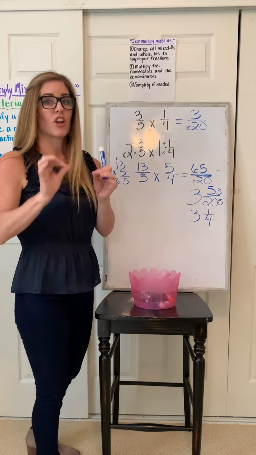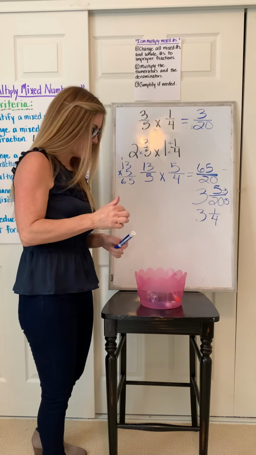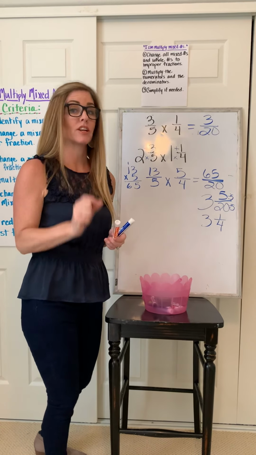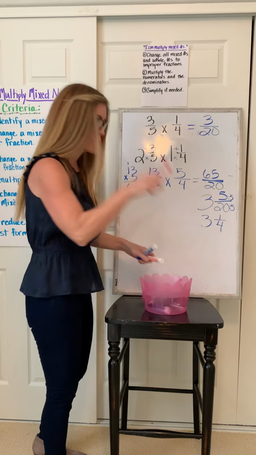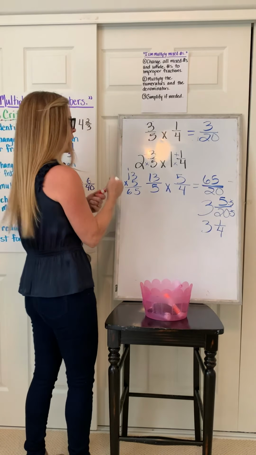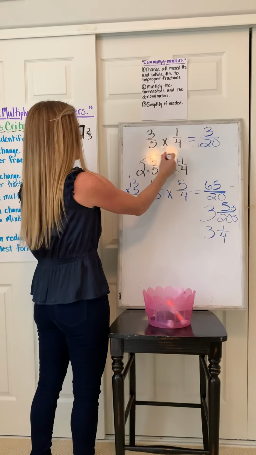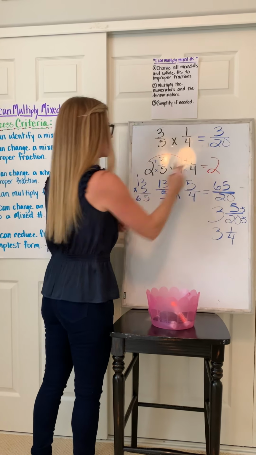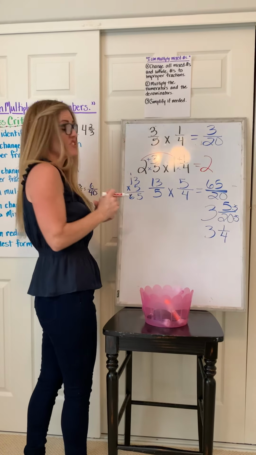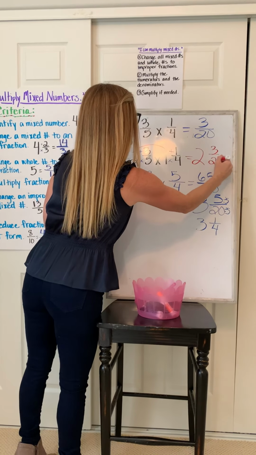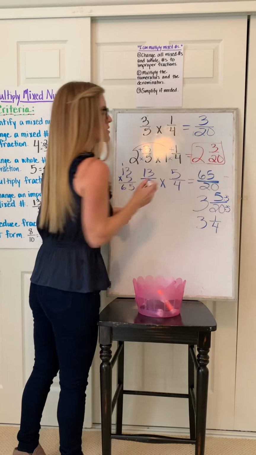Now I want to show you what not to do, because people oftentimes think, oh wait, I don't need to do all that. There's an easier way. So let me show you really quick what not to do. And I'm going to do it in red so you know not to do it. Some people will say, well, why can't I just multiply my whole numbers? Okay, 2 times 1 is 2. And then I'll just multiply my fractions separately. 3/5 times 1/4 would be 3/20.